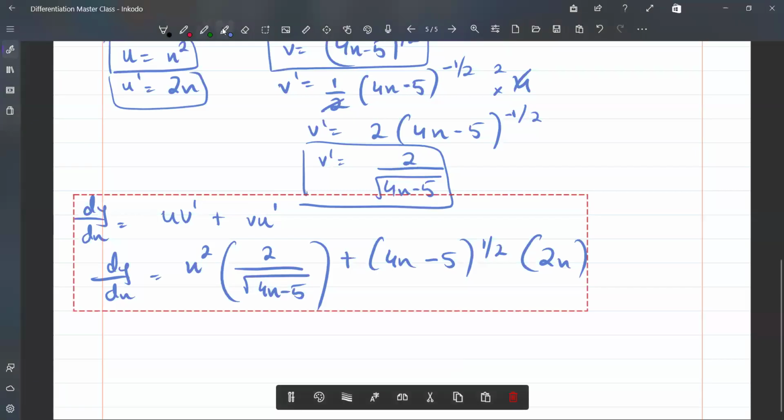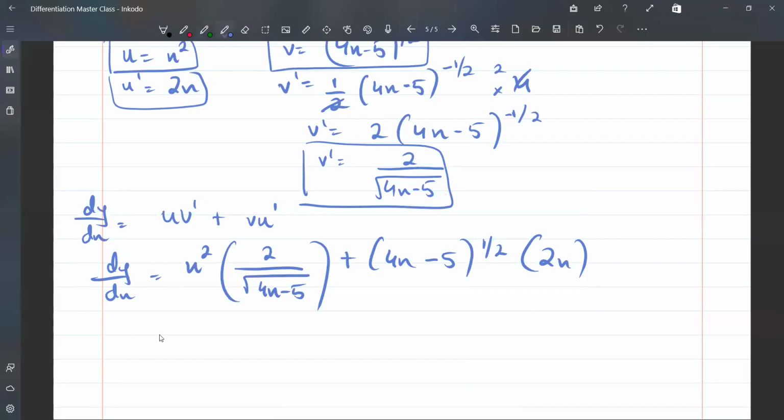So yes, that would give us 2x square upon under root 4x minus 5 plus 2x upon 4x minus 5.